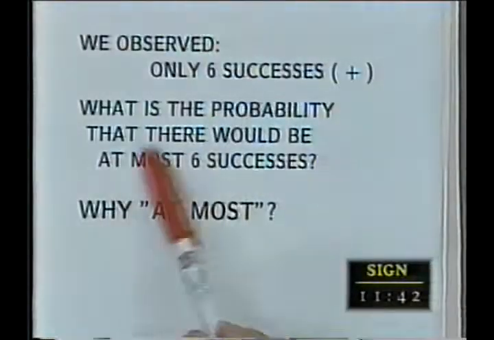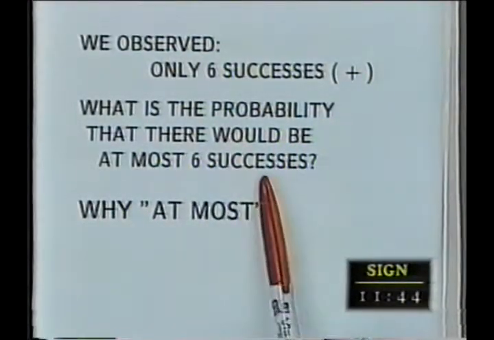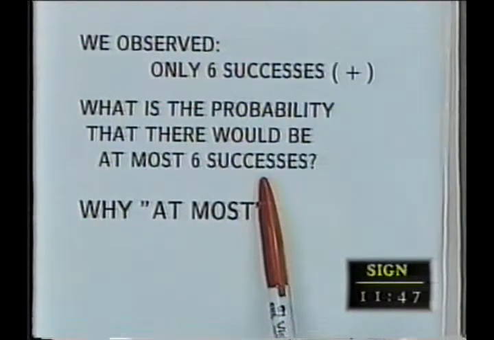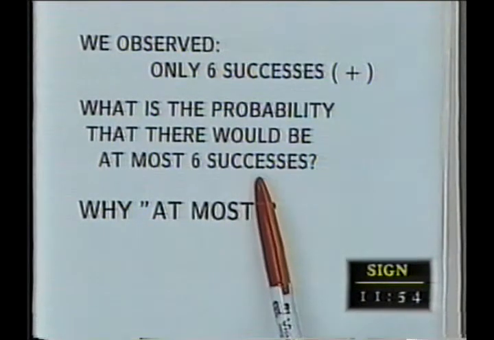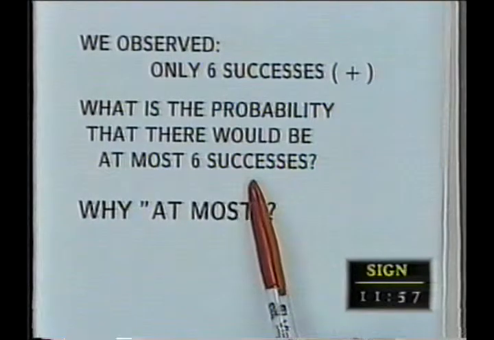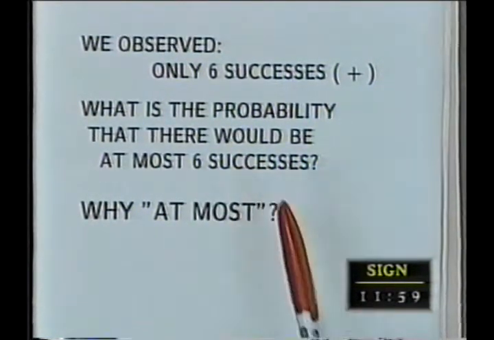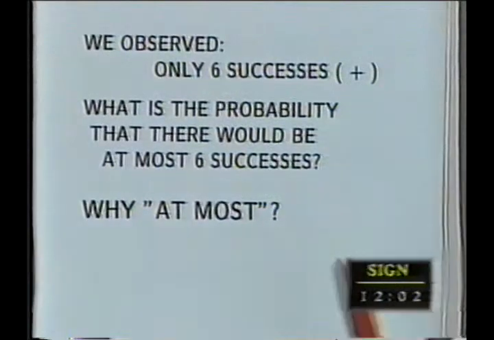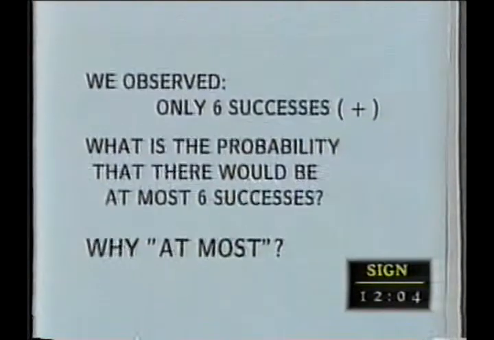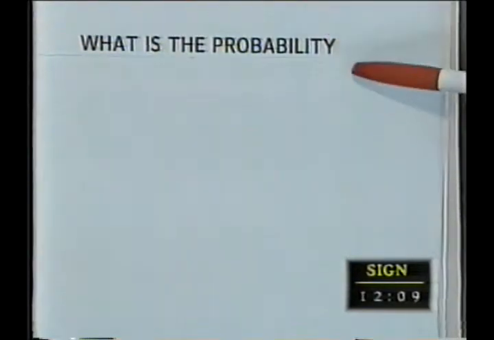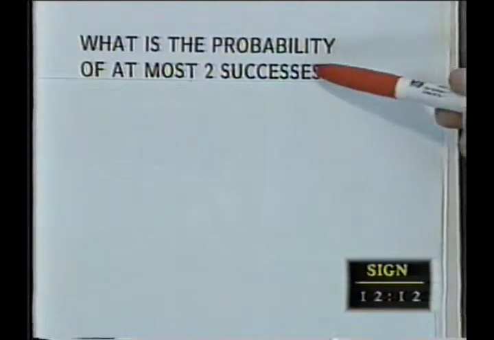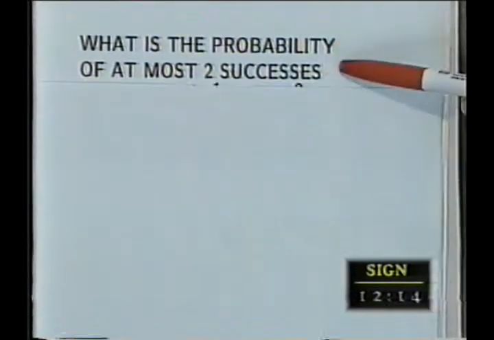And so that's why we ask the question, what is the probability that there would be at most 6 successes in 20 tries? That is, what is the probability of flipping no more than, or at most, 6 heads if this were a fair coin? What are the chances of flipping no more than 6 heads, or at most 6 heads? Well, let's investigate this "at most" business. Some people always have a little problem with "at most" and "more than", so let's spend a couple of minutes on it.